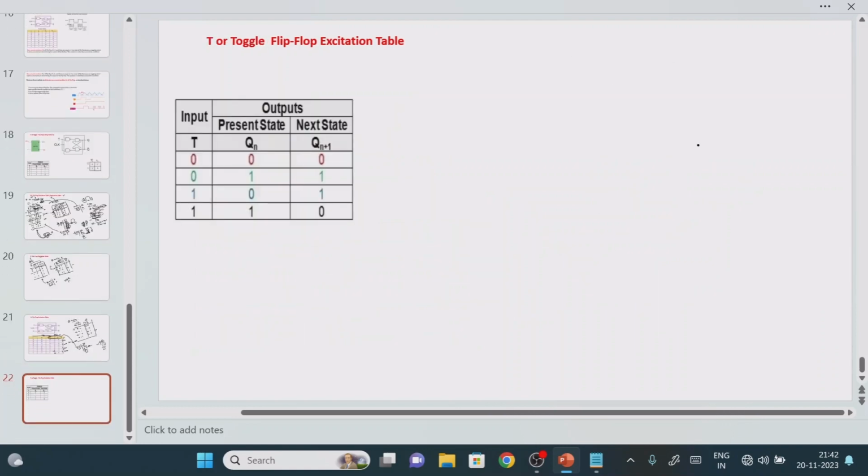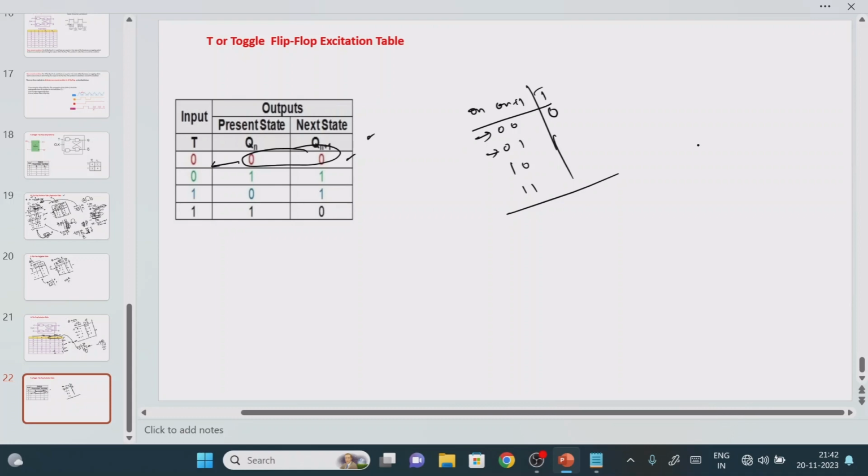The final one is the excitation table for the T flip-flop. This is the truth table for the T flip-flop. Excitation table means Qn Qn+1 and T. So 0 0, 0 1, 1 0, 1 1. If we take 0 0, what is the T value? Directly 0. No other 0 0 combination if you look at this.